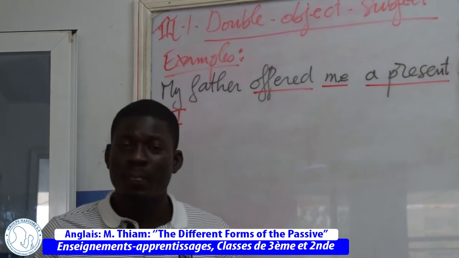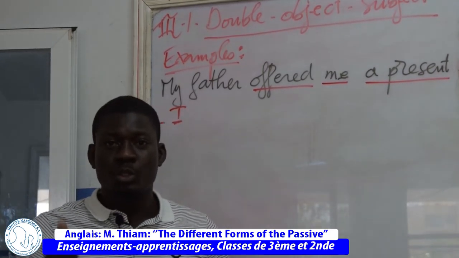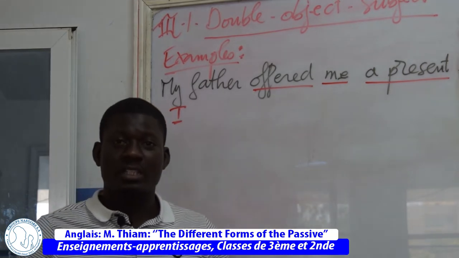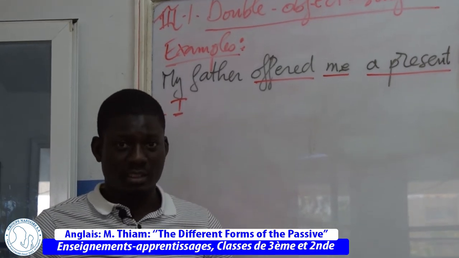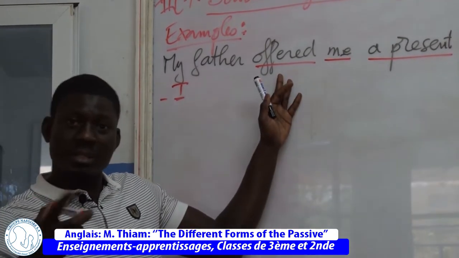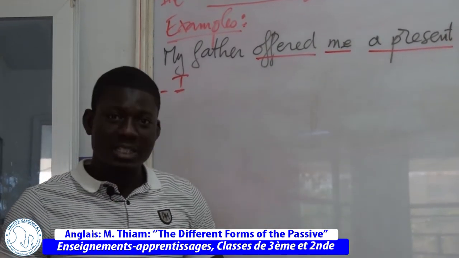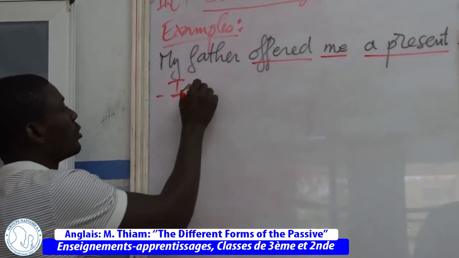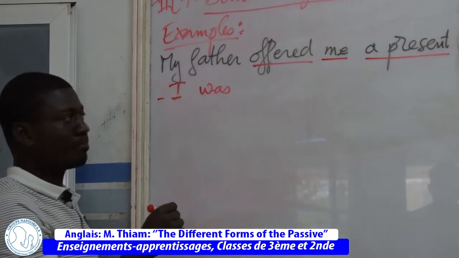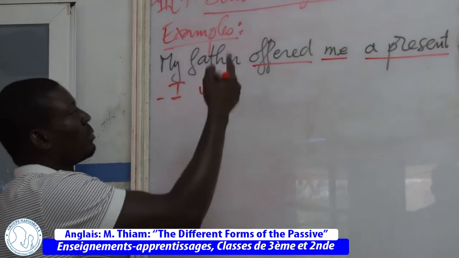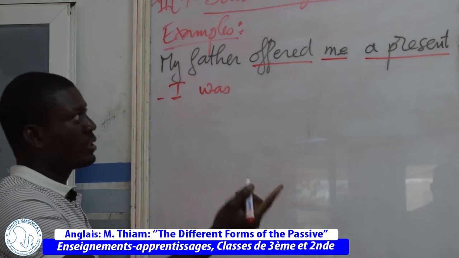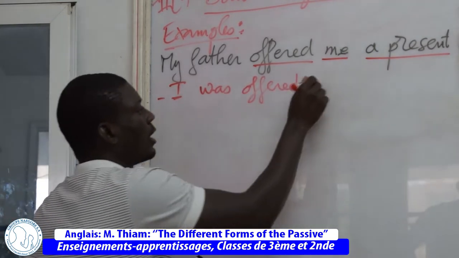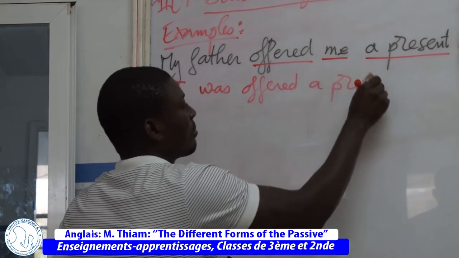Remember, I told you that in the passive form, we will use the auxiliary to be, that we will conjugate in the tense of the verb in the initial sentence, and we have a simple past, which means that we will need to conjugate to be in the simple past. Now with I, we will have I was. Okay? Plus past participle, the past participle of offer is offered, so no change. I was offered a present.